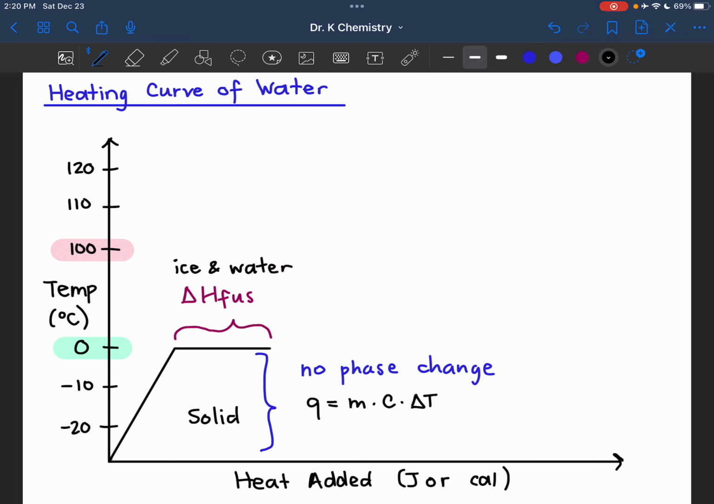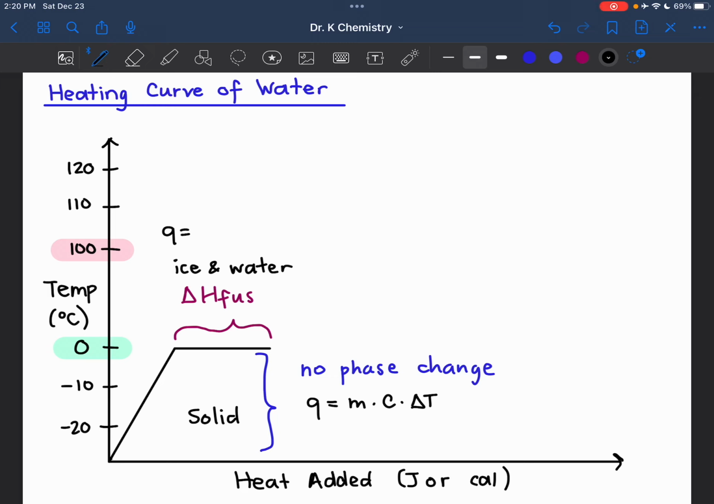So here we have a mixture of ice and water. And the temperature is not changing. It's going to stay at 0 degrees Celsius until that ice is completely melted. And because that's happening, you can't use an equation that has delta T in it because there will be no change in temperature. So that equation wouldn't really make sense here.